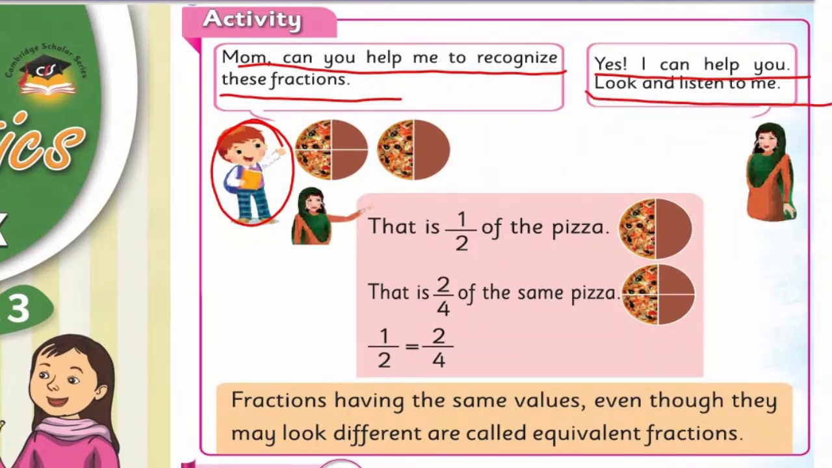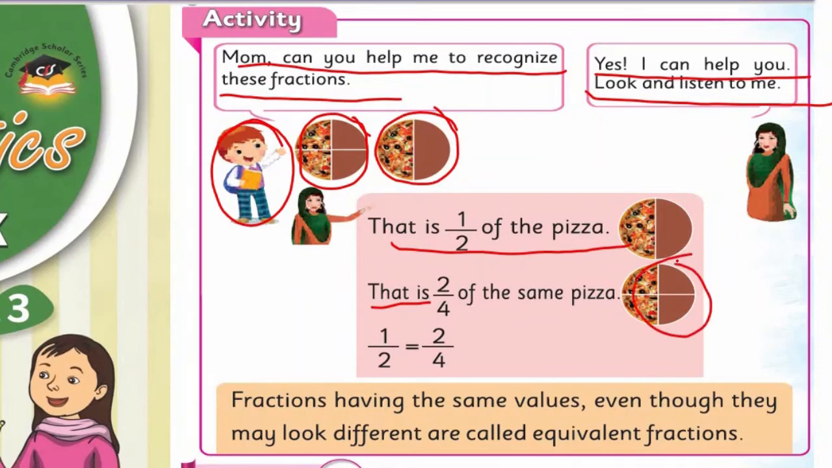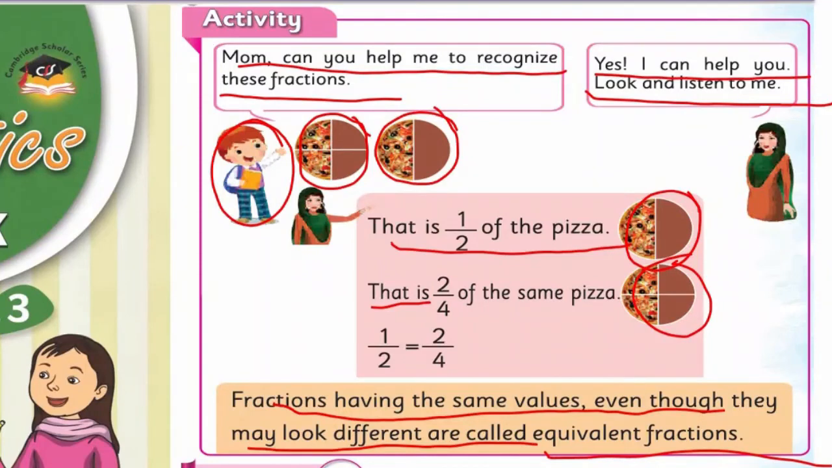Look and listen to me. So this one is 2/4, this one is 1/2, means this one is 1/2 of the pizza. That is the 2/4. So these two pizzas are equal. So fractions having the same values, even though they may look different, are called equivalent fractions.